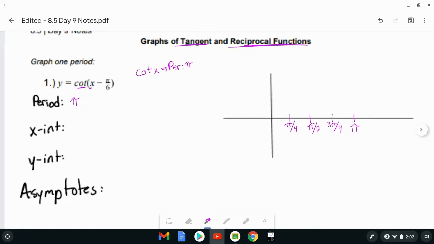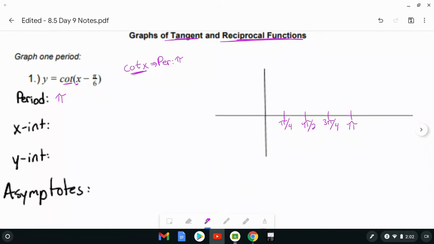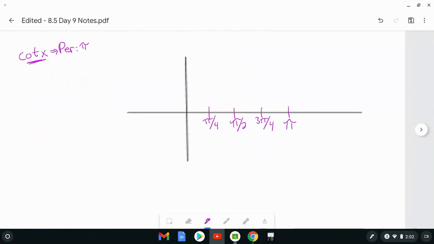Now notice from our original graph for cotangent of x, it has been shifted to the right pi over 6. We're going to deal with that in a minute. But what we should be doing first is actually graphing just the cotangent of x graph. Then we'll apply the transformations.